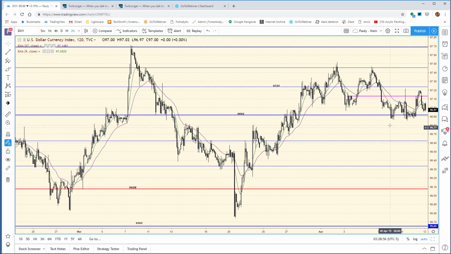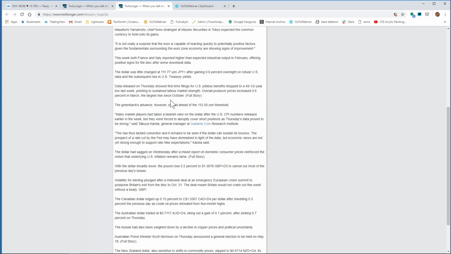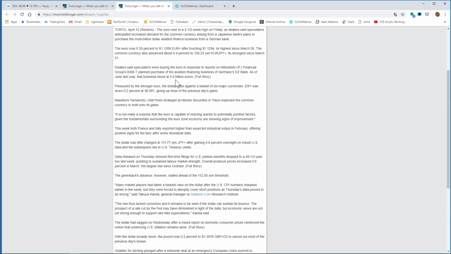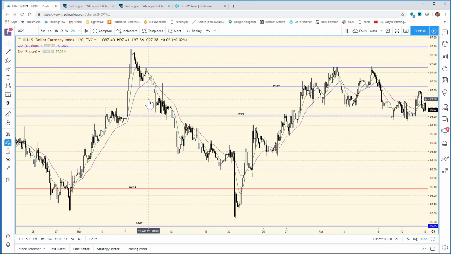The only reason the euro's up higher is on that news. And once again, if you came in late, it says the rise was due to a response to reports by Mitsubishi UFJ Financial Group's planned purchase of an aviation financing business of Germany's DZ Bank. And that stood at 5.6 billion euros. So you've seen that big demand there. Now we know the euro comprises 56% or 56.4% of the cash dollar index.